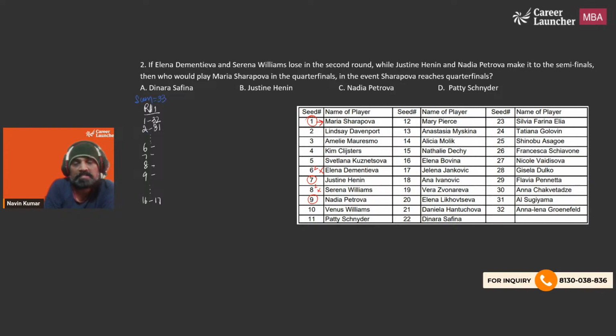it's 1 plus 32, that is 33. Sum of seed numbers 2 and 31, that is also 33. 16 and 17, this is also 33. So the sum of seeds here in the first round is 33.